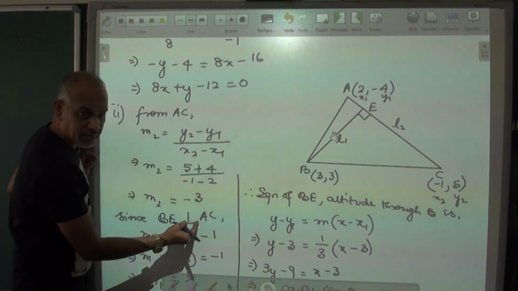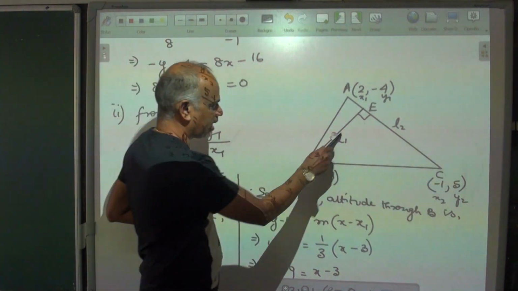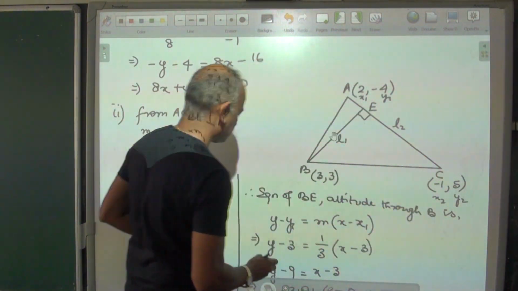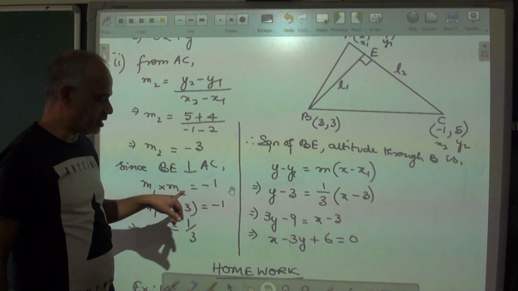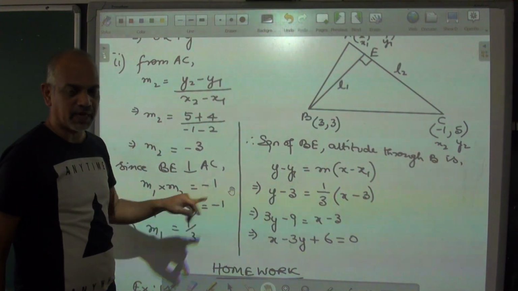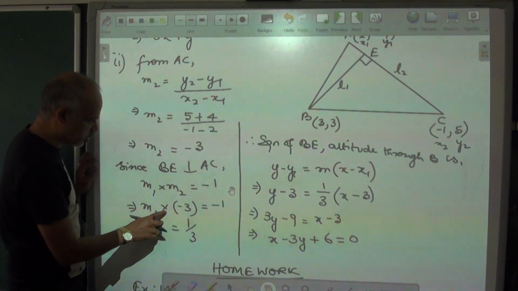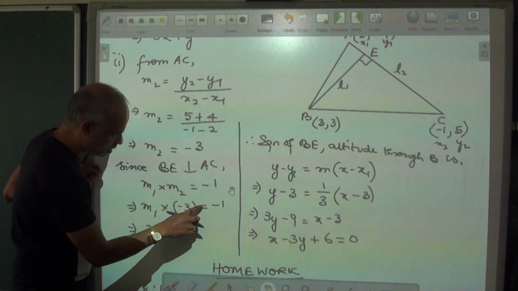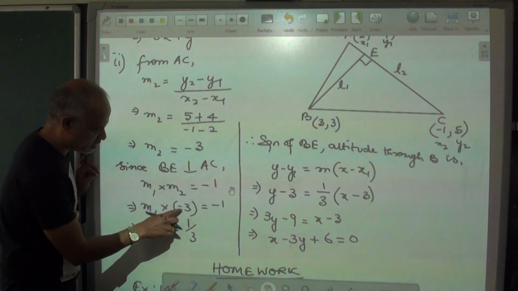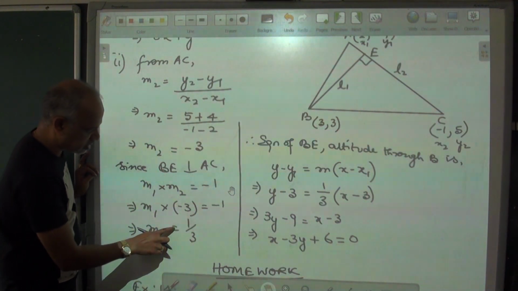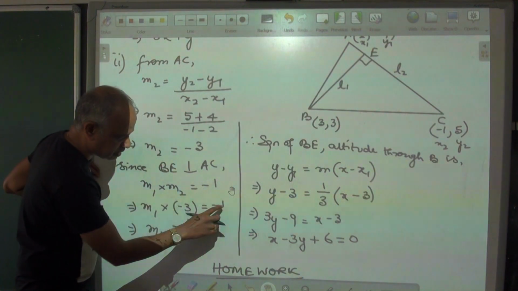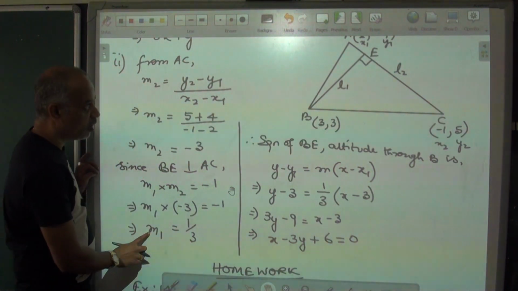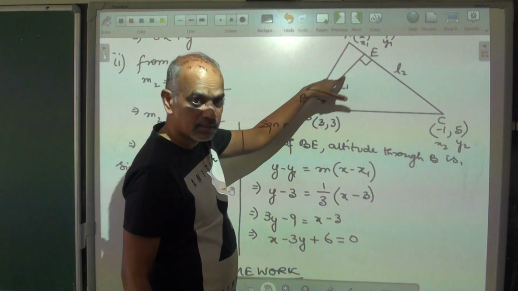Since BE is perpendicular to AC, this line is perpendicular to this one. This is how the slopes are related. M1 into M2 is equal to minus 1. So M1 into M2, which is minus 3, is equal to minus 1. Shift this minus 3 that side. M1 is equal to minus 1 divided by minus 3. The minus will get cancelled. That's 1 by 3, is the slope of this line.